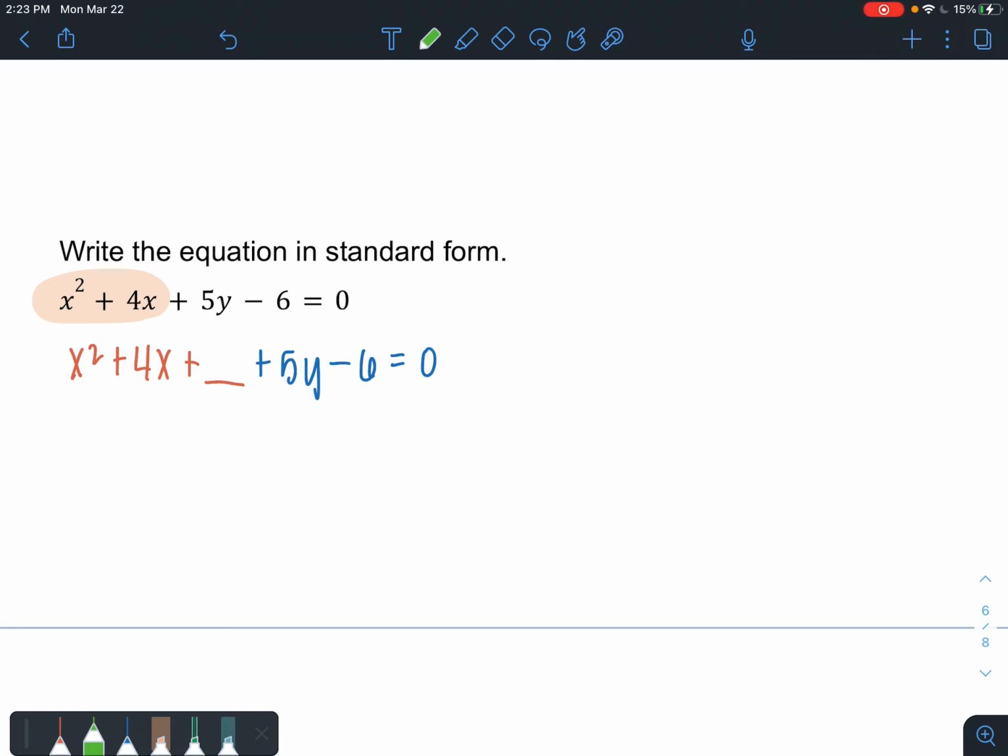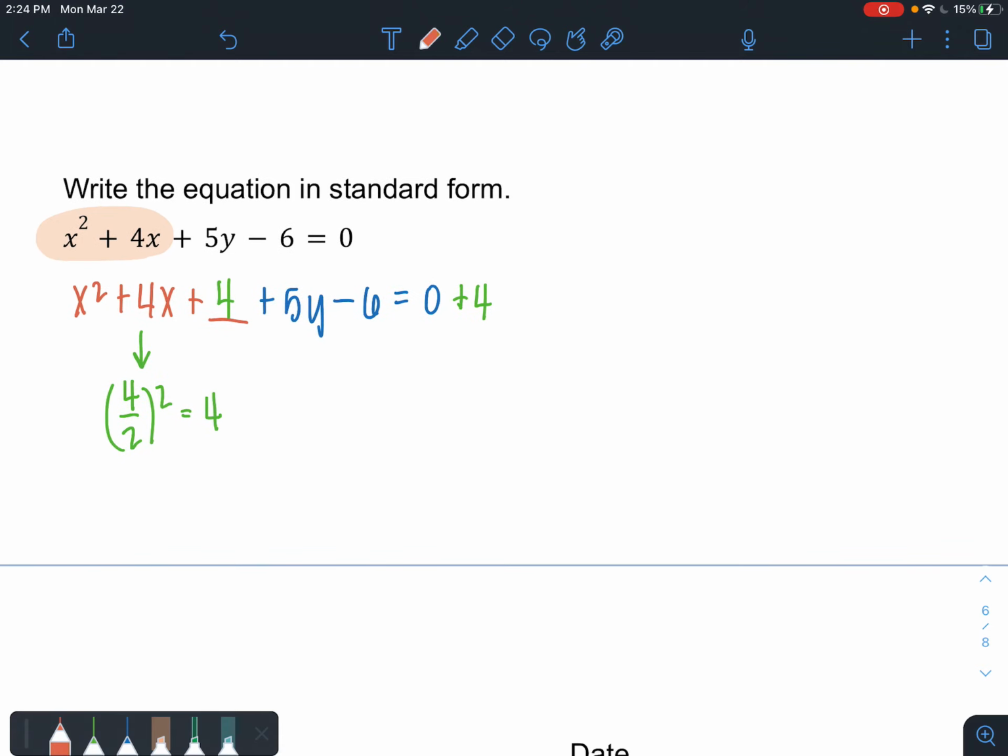All right, so I need to take this number 4, divide it by 2, and square it. That's going to give me 4, which is what I'm plugging in here. If I add 4 on this side, I have to add 4 on this side as well. So I get x squared plus 4x plus 4 plus 5y minus 6 equals 4.